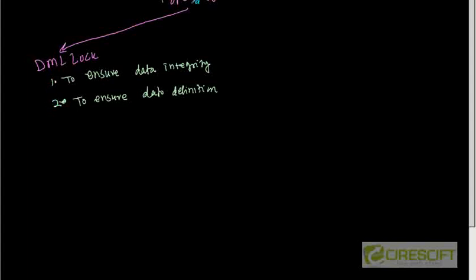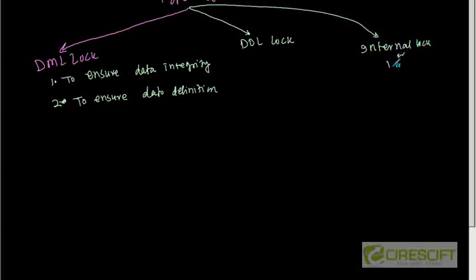The other type of lock is called the DDL lock. Whenever you run a DDL statement, these locks will be acquired, and we are going to discuss the details in our next video. The last type of lock is called internal locks or latches. Again, we will deal with these two in separate videos. Right now we are going to focus on DML locks, which ensure data integrity and data definition.